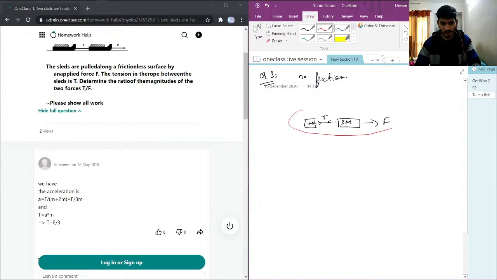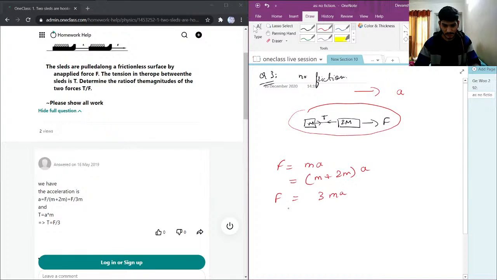Let's just assume that this whole system is moving in the forward direction with acceleration a. Then my total force F will be mass into acceleration, and in this case the mass is going to be the total mass, which will be the mass of the first block and second block, times the acceleration: 3ma. Now this is the force. We need to find tension.